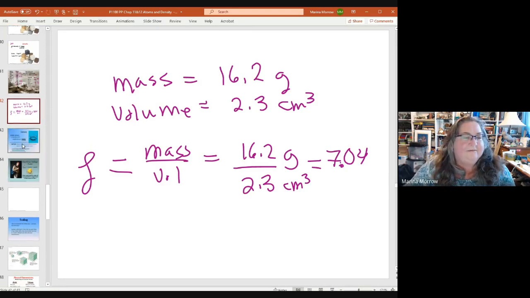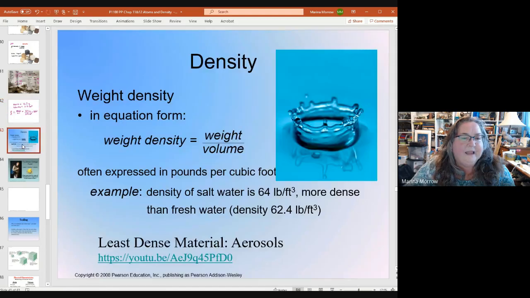Weight density, of course, is something that we use in the United States often because we don't use mass. So weight density is weight over volume. And so we use pounds per cubic foot. If you're ever putting in a swim pool or a hot tub on a deck, you might calculate the mass of the hot tub to see if it's going to cause problems with the deck.